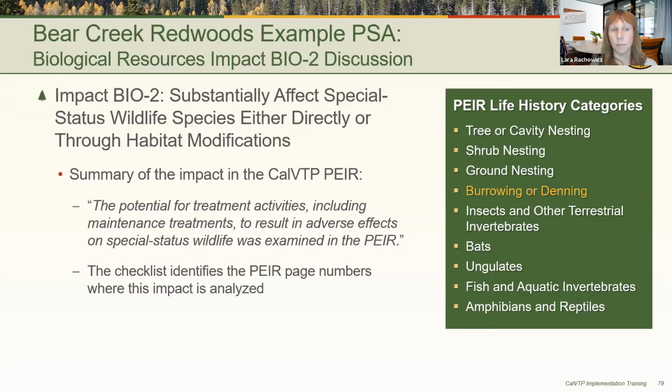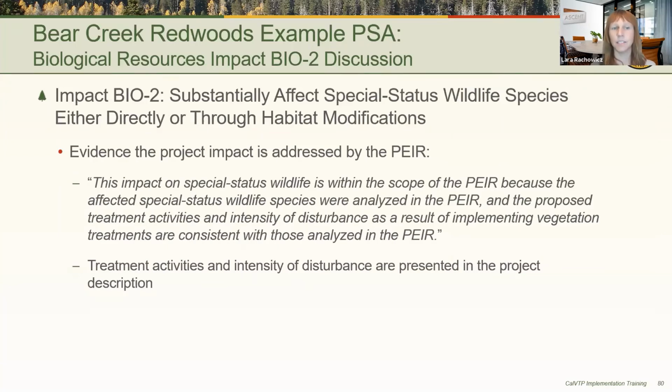However, adverse effects to mountain lion were examined in the PEIR in the burrowing or denning wildlife species category. The next step, next slide, is to provide evidence that the project impact is covered by the program EIR. In this case, the evidence that the impacts on special status wildlife is within the scope of the PEIR is that the affected species were covered in the PEIR and the treatment activities and intensity of disturbance are consistent with those analyzed in the PEIR. Next slide.